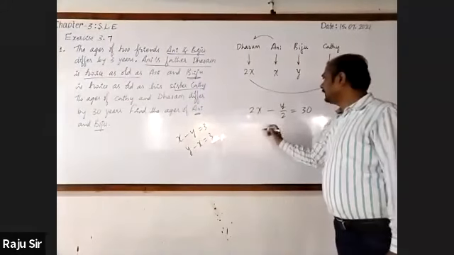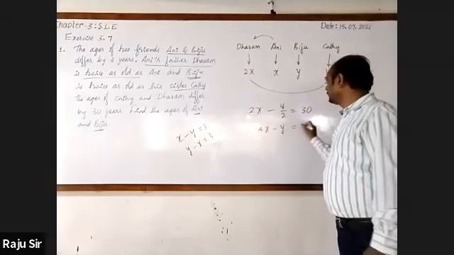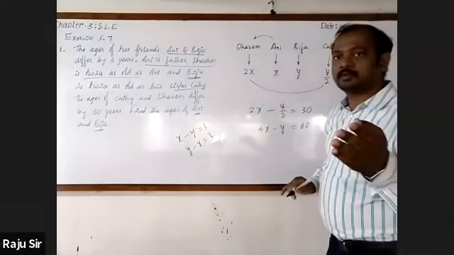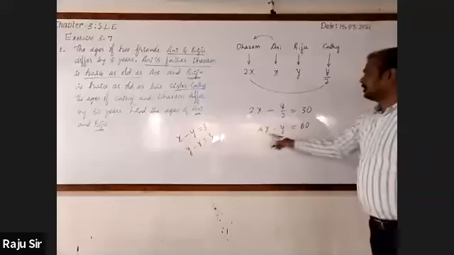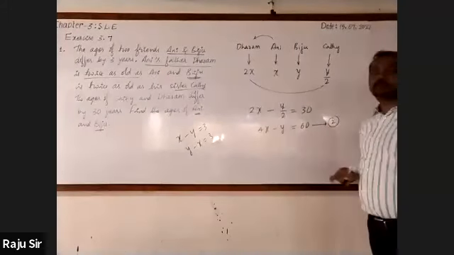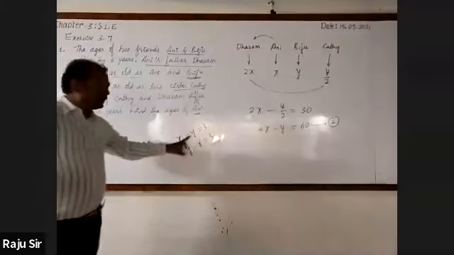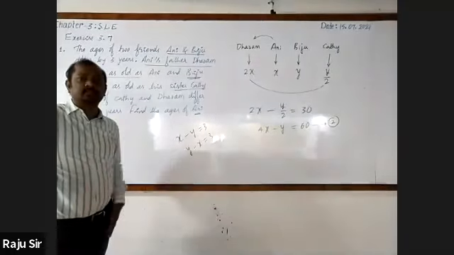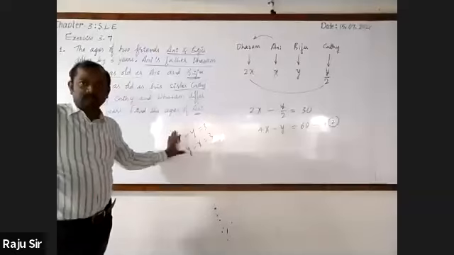Now, this will be multiplied by 2. It is 4x minus y equal to 60. Yes, 4x minus y equal to 60. I call it equation 2. But equation 1, it may be x minus y equal to 3 or y minus x equal to 3. Have you got it? Have you understood?